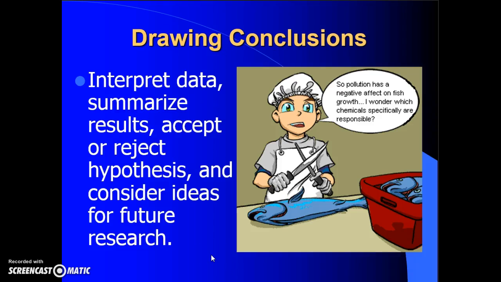After the experiment has been done and the data has been collected, the final step is to draw conclusions, where you interpret the data, summarize the results, accept or reject the hypothesis, and consider ideas for future research. In the example cartoon, the conclusion is that pollution has a negative effect on fish growth. The character goes on to comment, "I wonder which chemicals specifically are responsible," which would be an idea for future research.